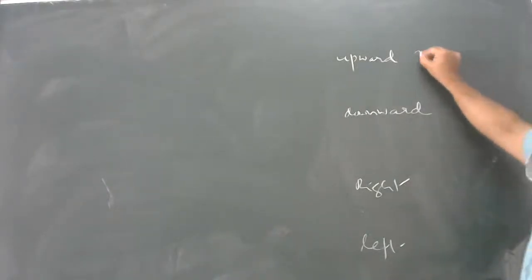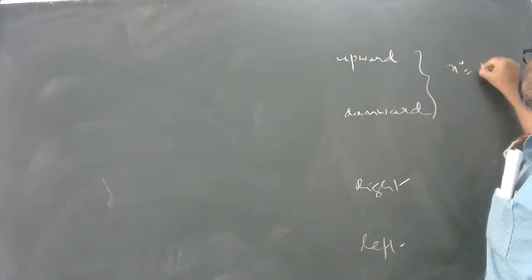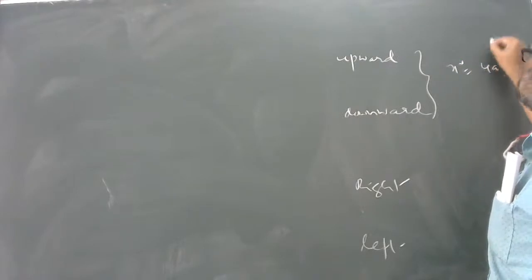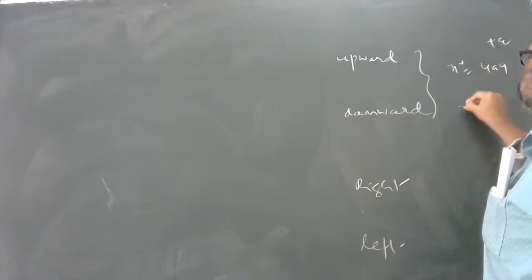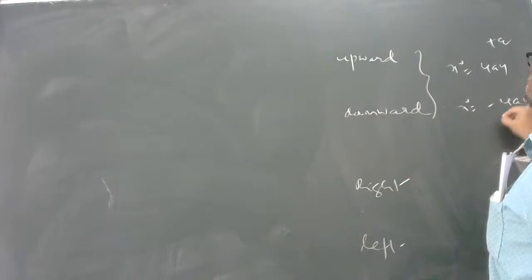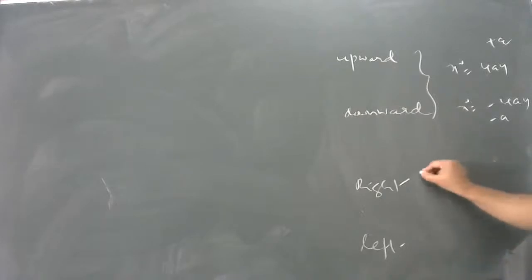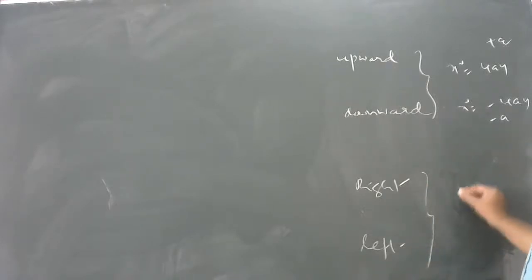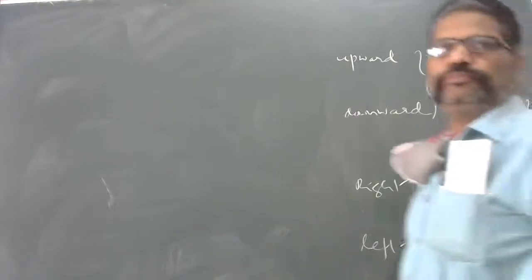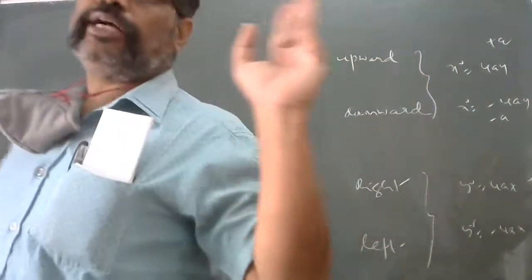See, in these two, upward and downward, for the upward parabola x square is equal to plus 4ay, where a is positive, and here x square is equal to minus 4ay, where a is negative in this case. X will have the square. How they come, we will let you know. And in the right parabola and left parabola, here y square is equal to 4ax, again a positive, and y square is equal to minus 4ax, where a is negative, for the left parabola. Basically, these are regarding the shapes.